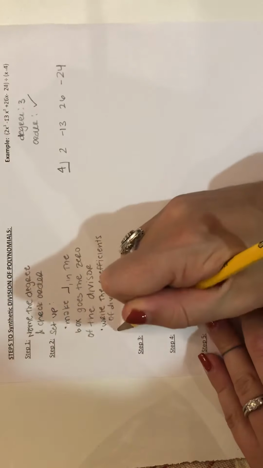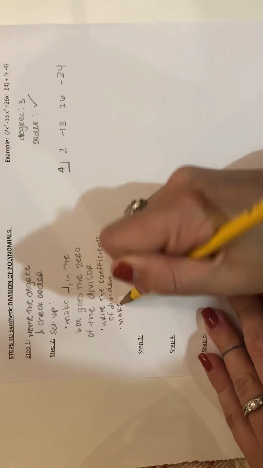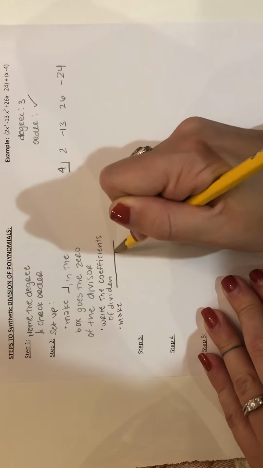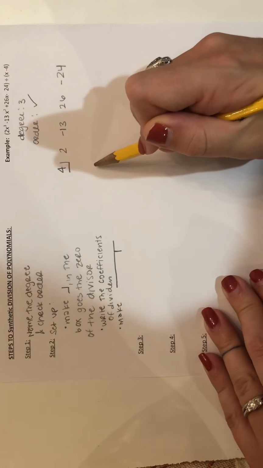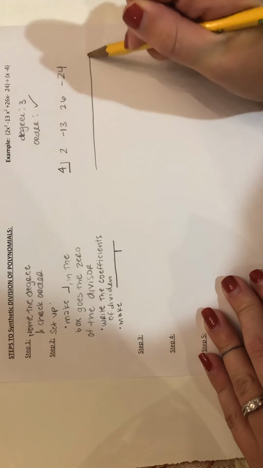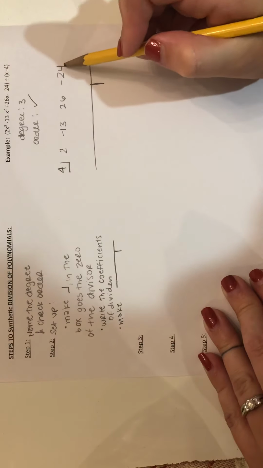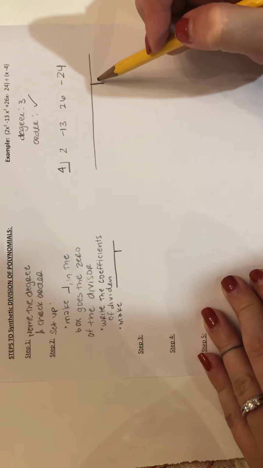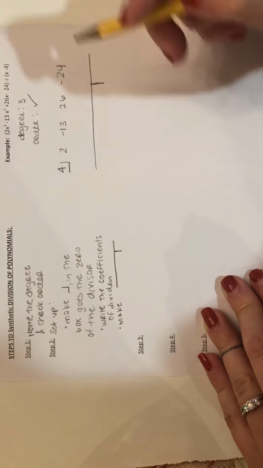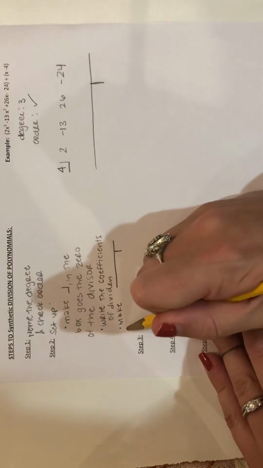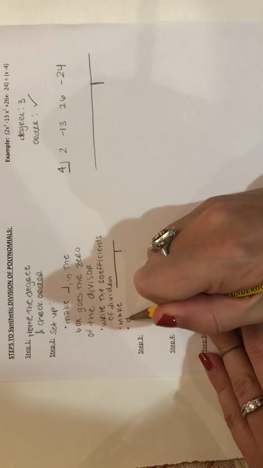We are also going to make this little bar with a nub. So put the bar here, and you're going to cut off right here. So see the last coefficient we wrote? We're going to put a cutoff bar here. And we are going to draw an arrow down from the first coefficient.